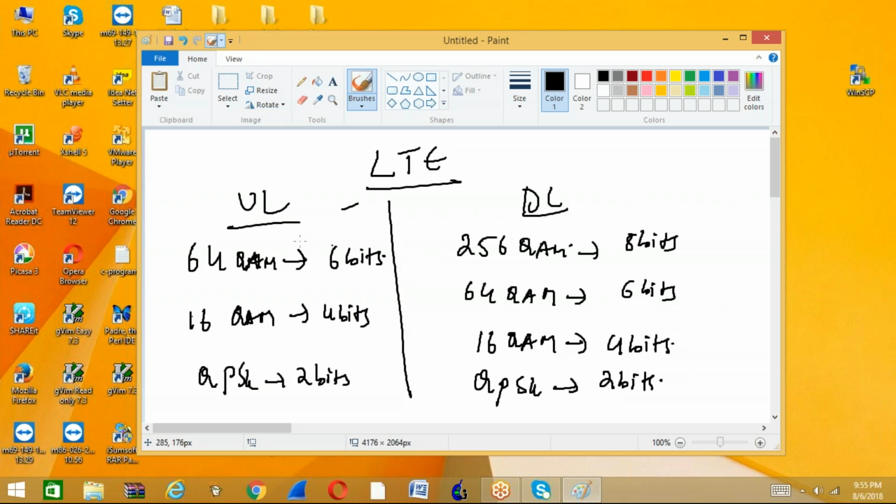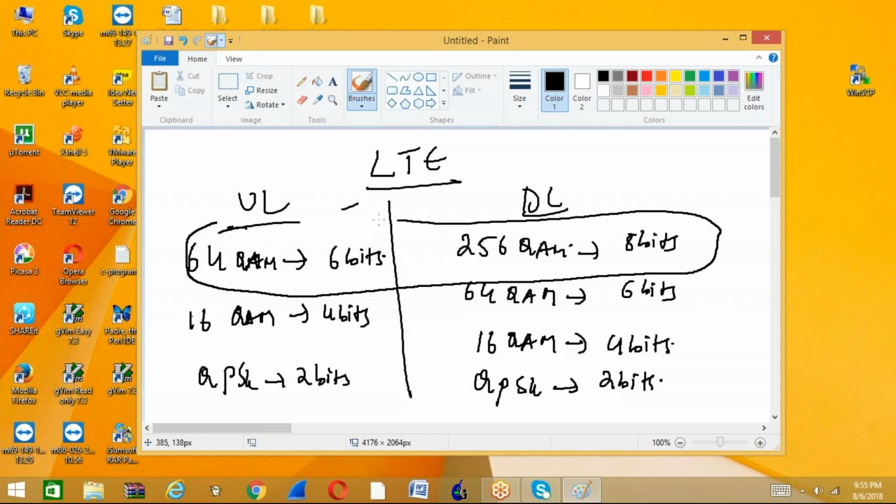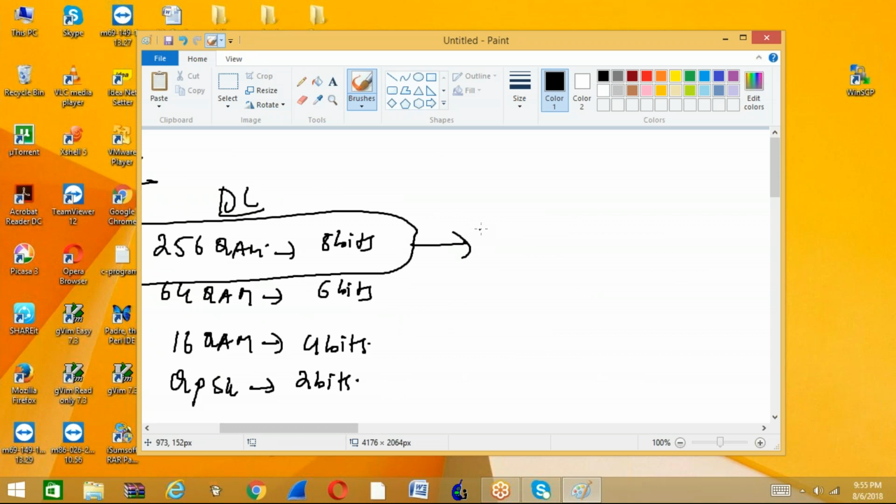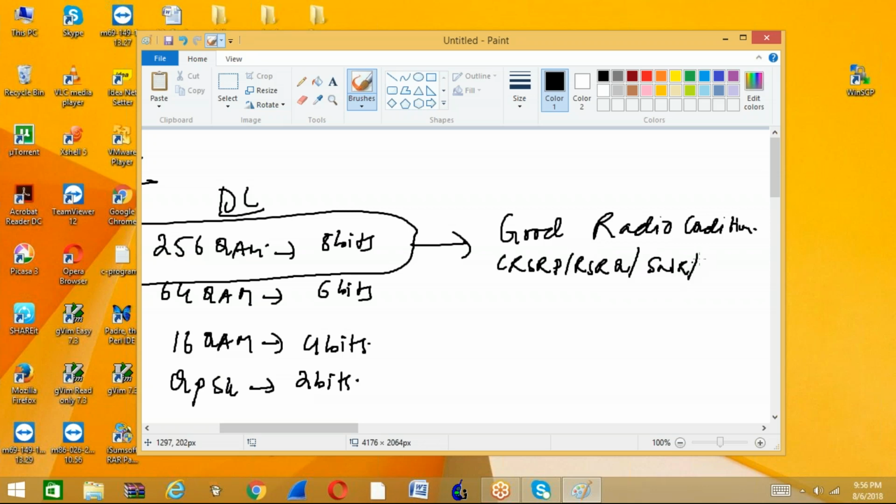So the only condition is this. This is basically used either in uplink or downlink in good radio conditions. Good radio condition means good RSRP, RSRQ, SNR, low BLER. These are called good radio conditions.